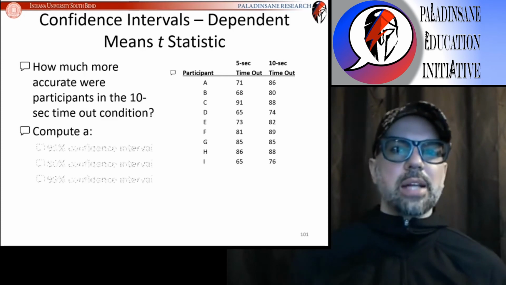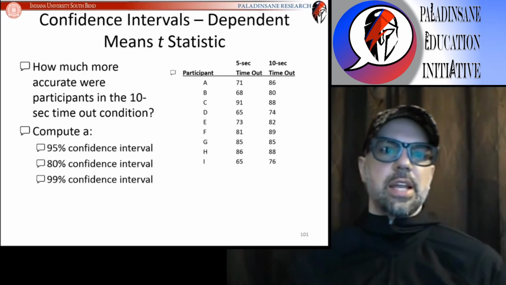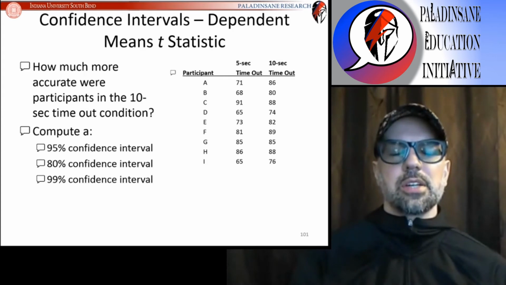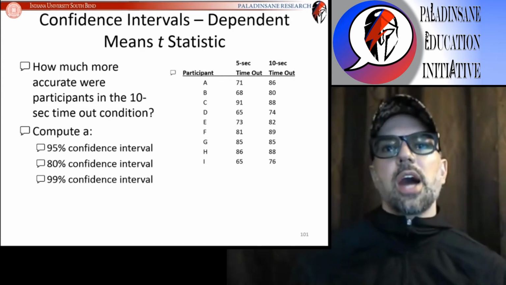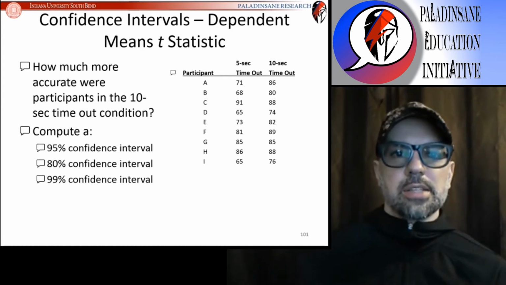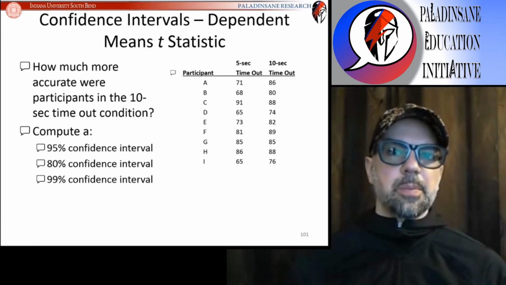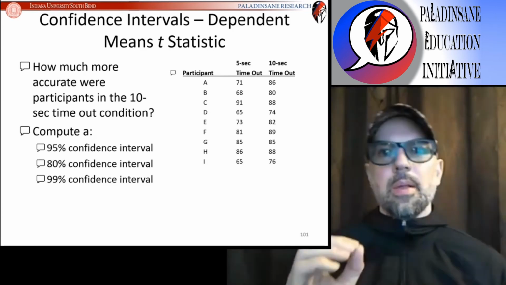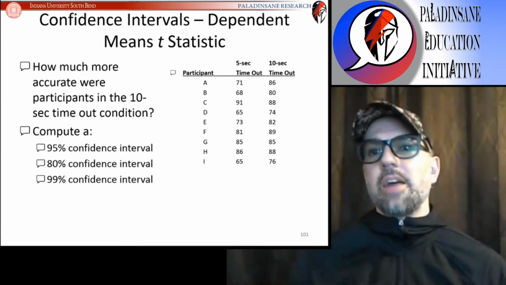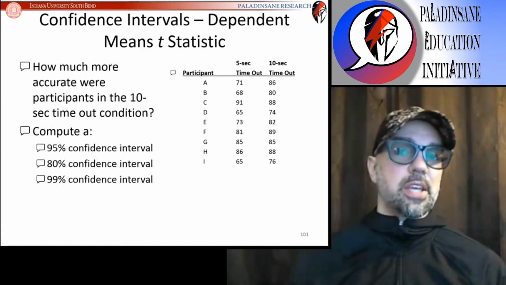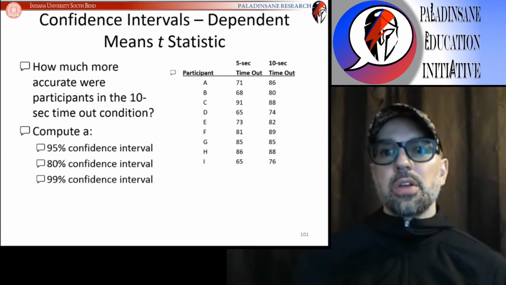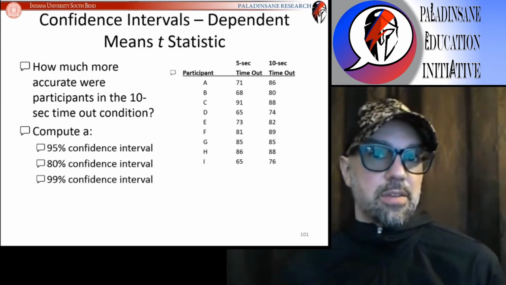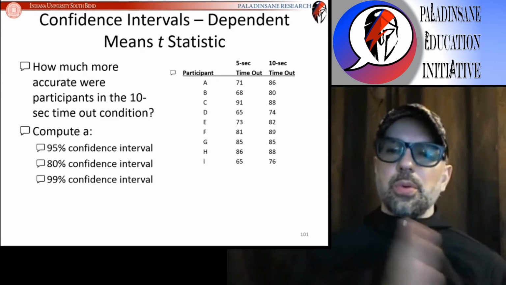Now we keep going back to the same ones. We keep doing a 95%, 80%, and a 99% confidence interval. These are the 3 most common confidence intervals that you'll come across. 90% is also pretty common. But note that you can compute any confidence interval you want. You can compute a 17% confidence interval. You can compute a 99.9% confidence interval. You can do anything between 0 and 100.